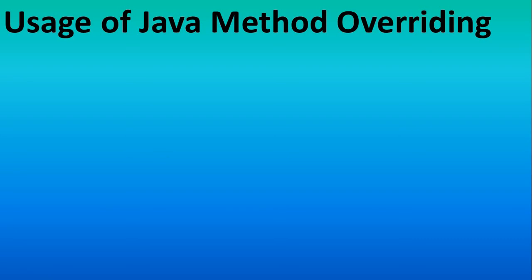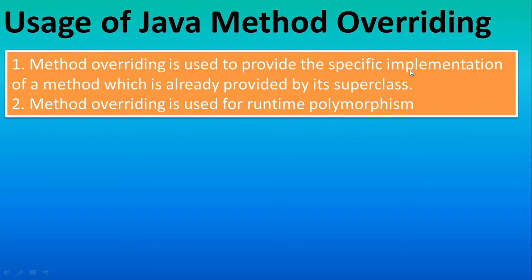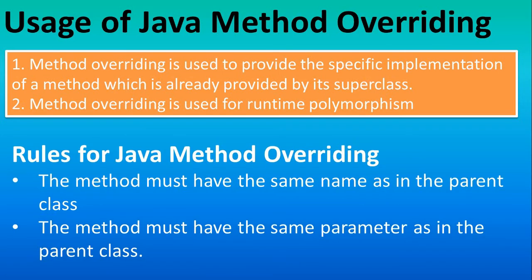Now we will see the uses of overriding. It is used to provide a specific implementation of a method which is already provided by the superclass. We will also discuss the rules of overriding. In the first point, method overriding is used to provide a specific implementation, which means whatever implementation you use in the base class you can reuse in the derived class. Method overriding is also used for runtime polymorphism, which I already told you at the beginning of the tutorial. How we can do it, we will see practically later on.